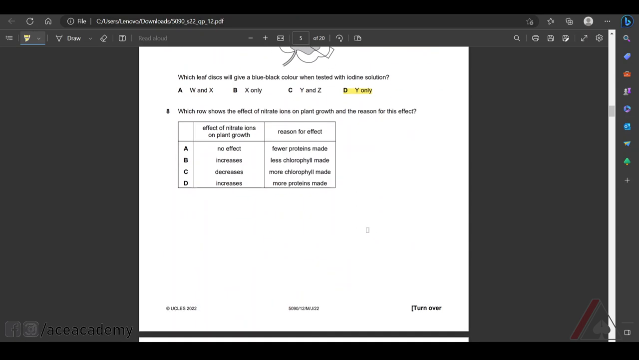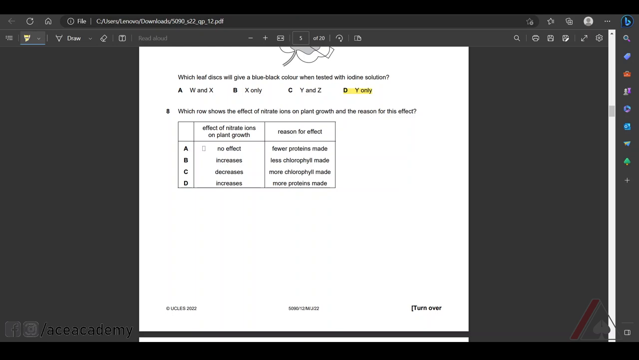Number 8. Which row shows the effect of nitrate ions on plant growth and the reason for this effect? Now, for those of you who don't know, nitrate ions are used for protein synthesis, which is used by plant cells for growth. It's also used for making chlorophylls. Now, let us look at the options.